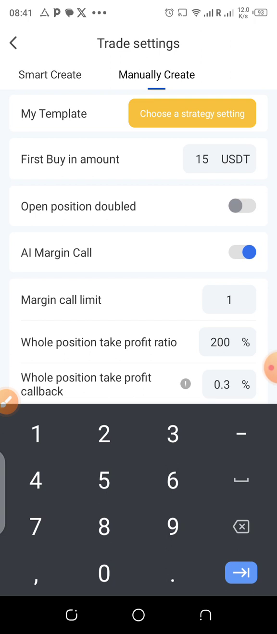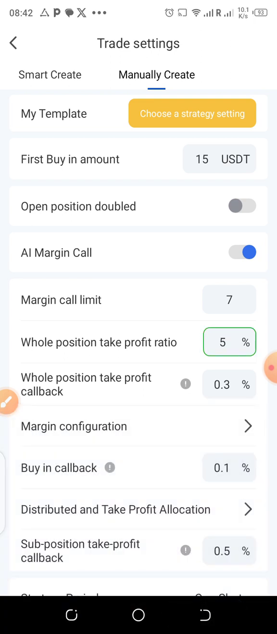So let me say I want my robot to go in the market for 7 times. Then whole position take profit ratio. You can put this at 2, you can give it 3, 5. It depends on your technical analysis. After analyzing the coin, what profit can it deliver? So let me say it is 5%. It is going to give me a 5% profit.